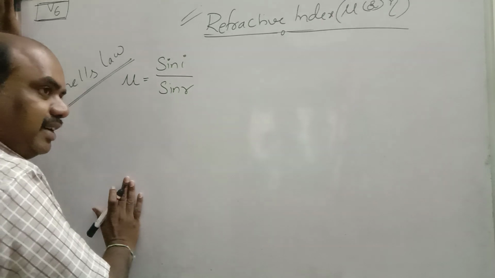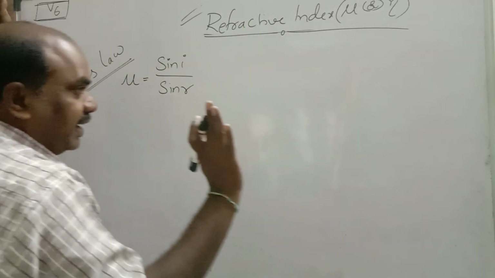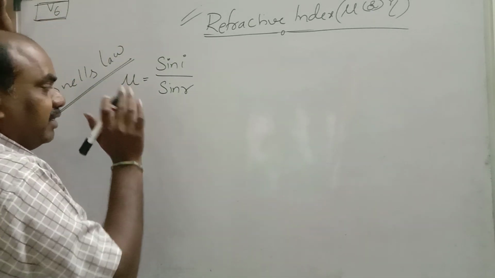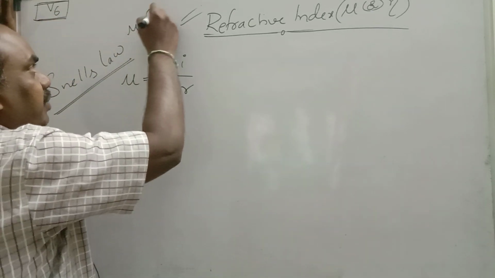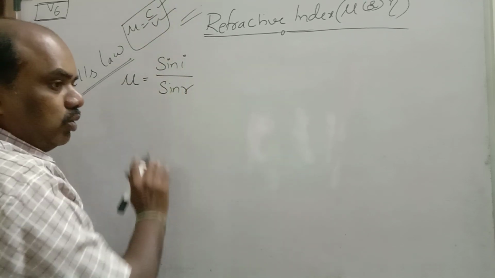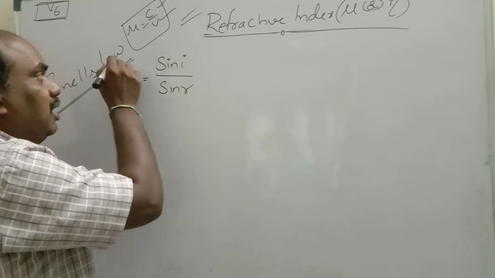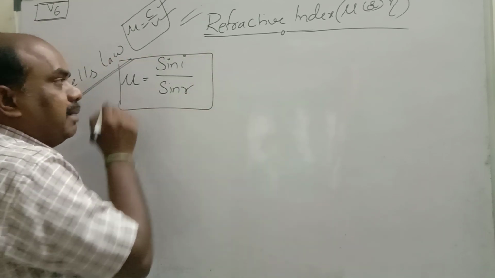This derivation also I will tell you. First of all, try to remember only the concept of refractive index we are discussing now. The first formula for refractive index is C by V. If you know both velocities, the speed of light in vacuum and in the medium, you can directly use it. If you don't know them, then you have to use another formula. Refractive index is equal to sin I by sin R.